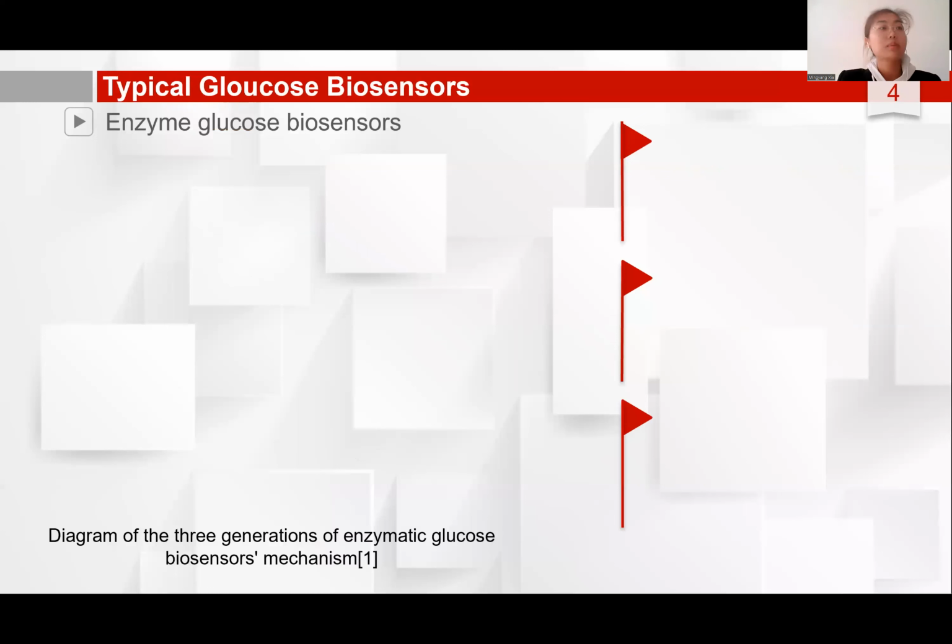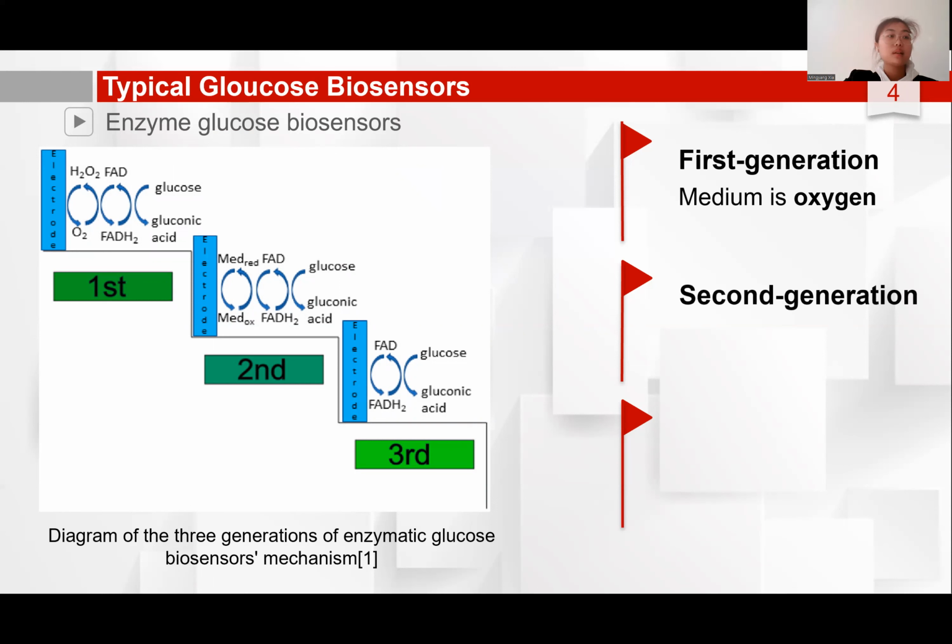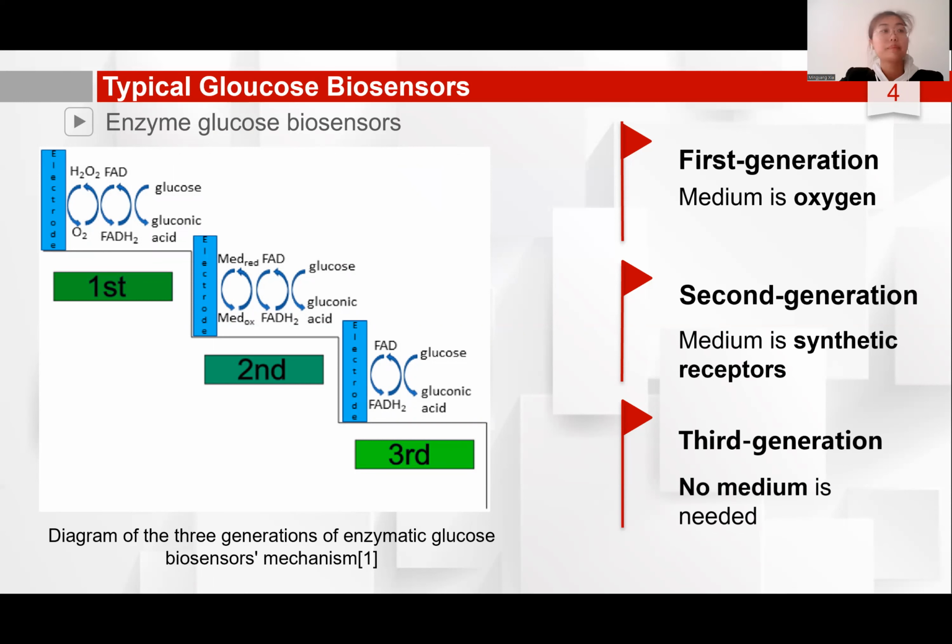There are many types of glucose biosensors, and in this presentation, I want to focus on two of them. First, enzyme glucose biosensors. Enzyme glucose biosensors are the most common type of sensor, and three generations of enzyme glucose biosensors are widely known today. These three enzymatic glucose biosensors have different oxidation media. For the first generation, the most common medium is oxygen, and for the second generation, sensitive receptors are used. And for the third generation, no medium is needed.